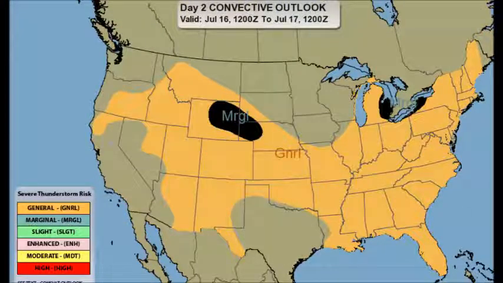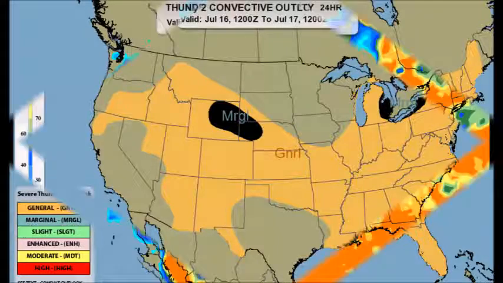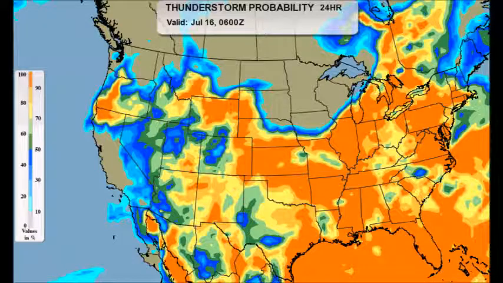The areas of the country in orange have a general risk of having thunderstorms. The areas with black in Wyoming, South Dakota, Nebraska, Michigan, and New York have a marginal risk of severe thunderstorm. Everywhere in color has at least a 10% chance of thunderstorm within the next 24 hours, with the orange areas having at least 90% chance.